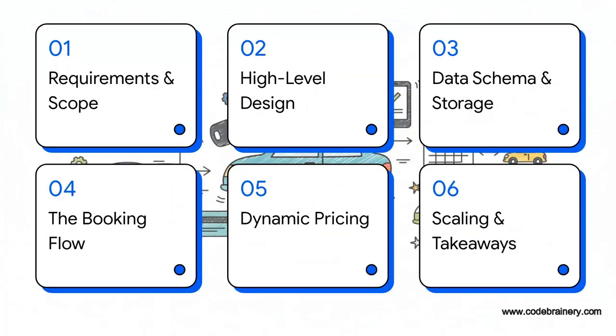Here's how we're going to build this, piece by piece. First, we'll put on our detective hats and gather all the requirements. Then we'll sketch out the high-level architectural blueprint. After that, we'll design the database that holds the whole system together. And then we'll really put our design to the test by walking through the most critical part, the booking flow. To really stand out, we'll add a smart feature like dynamic pricing. And finally, we'll talk about how to make sure our system can scale up to a global business.